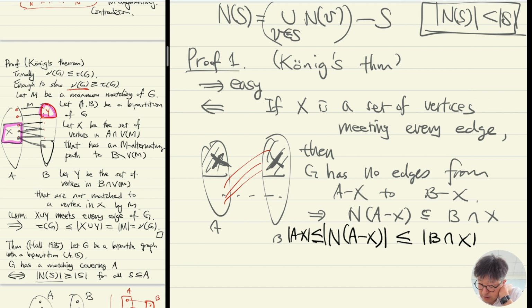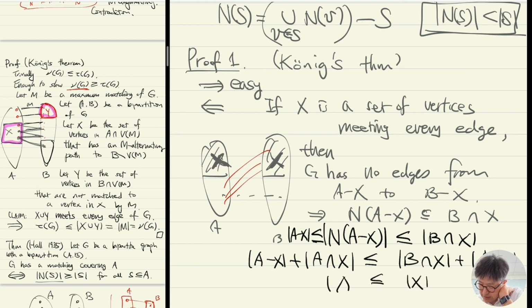Right? Yes. So A intersection is like B intersection plus A intersection X. So this is equal to X, and that's equal to A. So we prove that the size of X is at least the size of A. So tau of G is at least the size of A.